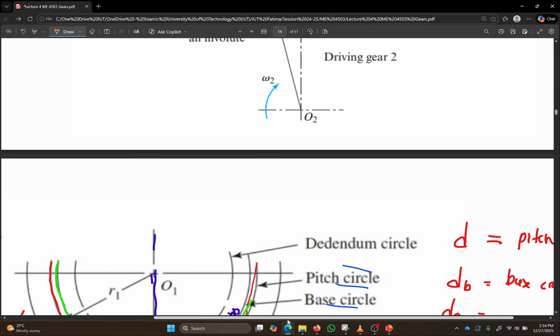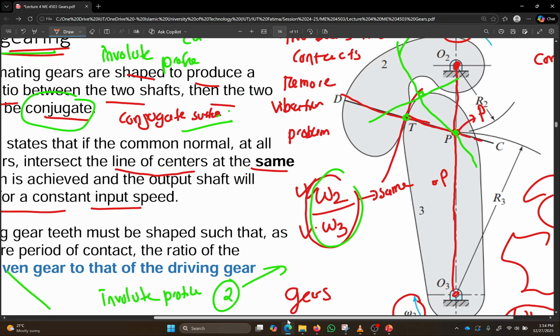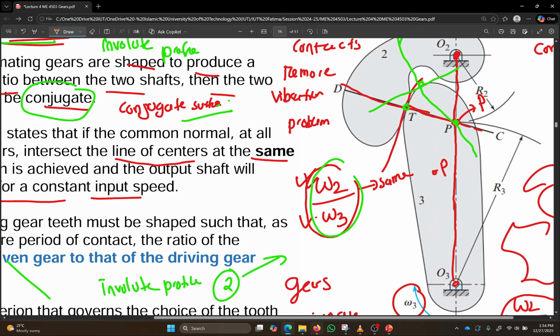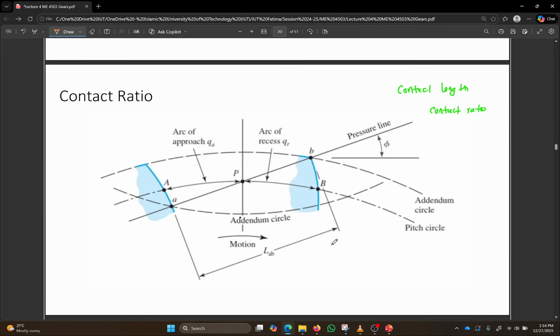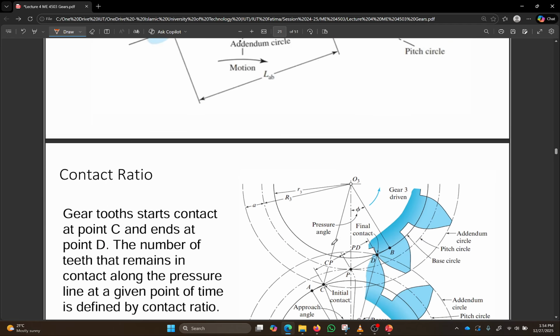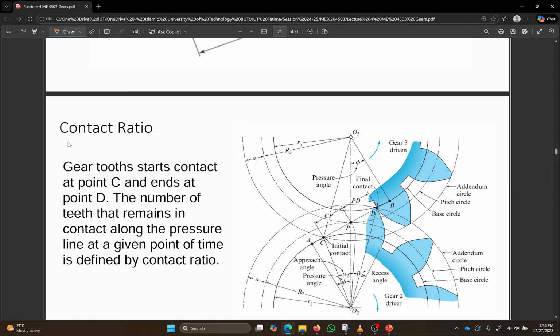And if you have understood this, we usually use other definitions to derive this length and everything. So let's go through those. Let's go for another definition called contact ratio.